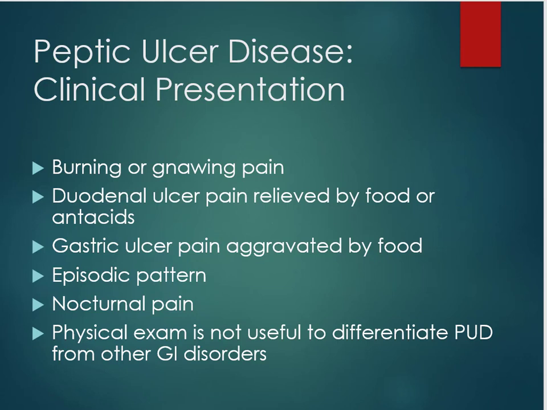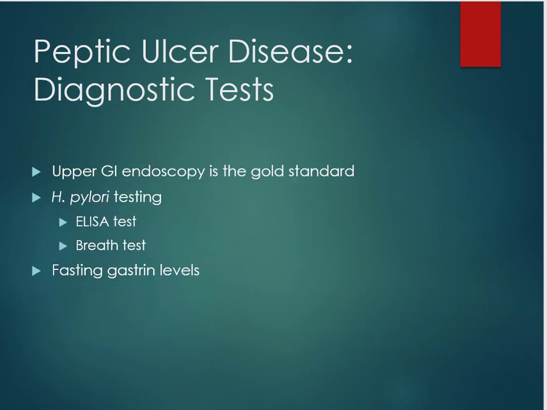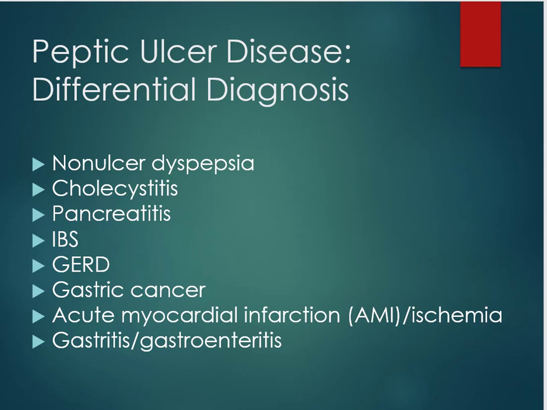An upper GI is the gold standard of testing, and then for H. pylori testing, the ELISA test and the breath test are what you would do, and then you can also do a fasting gastrin level. Your differential diagnoses may include non-ulcer dyspepsia, cholecystitis, pancreatitis, IBS, GERD, gastric cancer, an MI or ischemia, and gastritis or gastroenteritis.